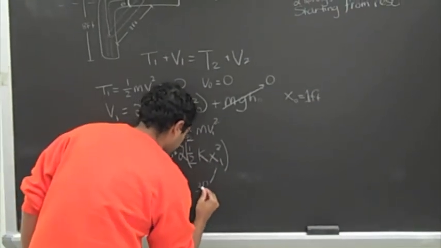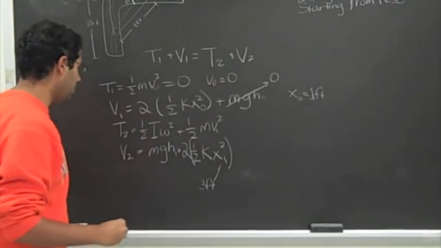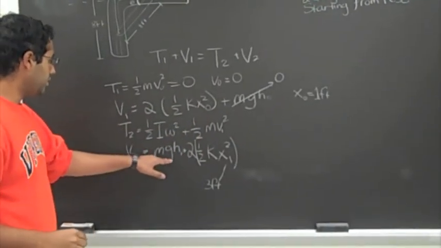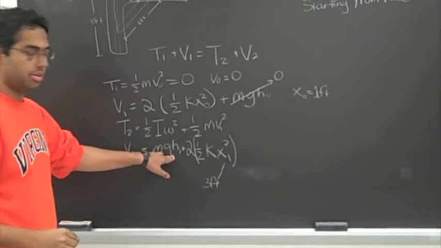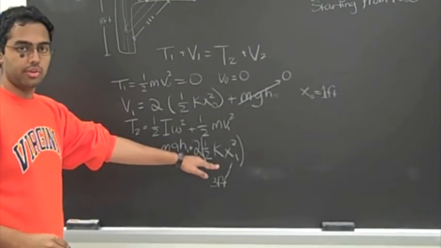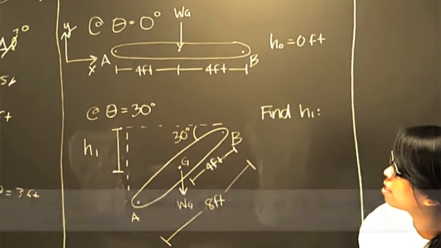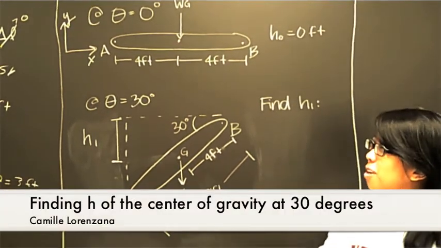Now what we have to find is the h of the door to complete this potential energy at state 2. We need to find the height displaced of the center of gravity of the door.